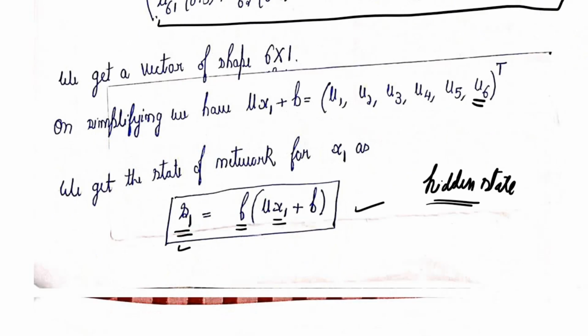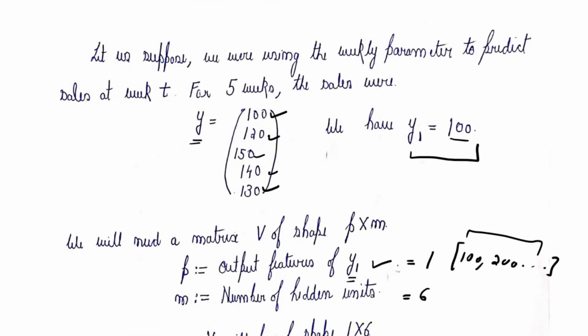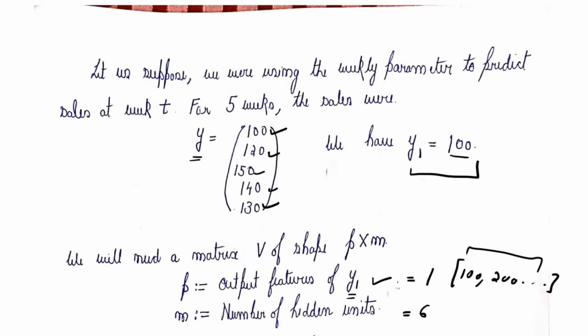We then look into the prediction data, which looks like this. We need to fit a model which will be predicting terms like these: 100, 120, 150, 140, and so on. We pick up y1 because we picked up x1 in the previous step, and then we design a matrix V which should be of order P cross M. P is ideally the number of output features of Y1, which was just one over here, and the number of hidden units was 6, and then we multiply it.